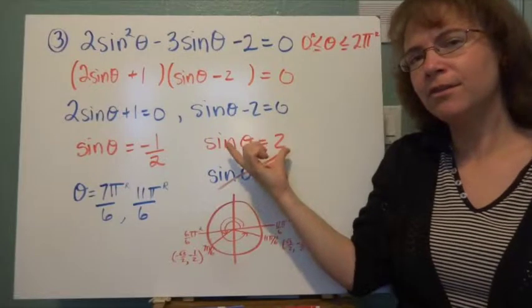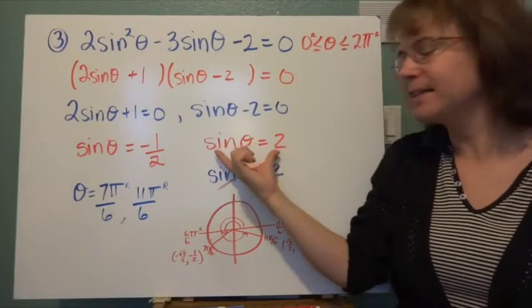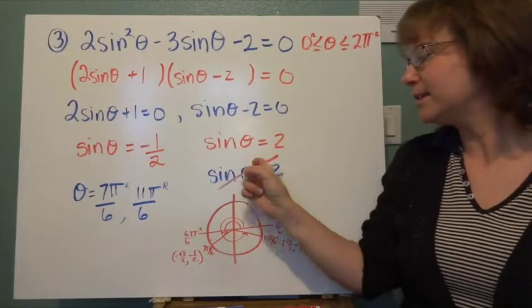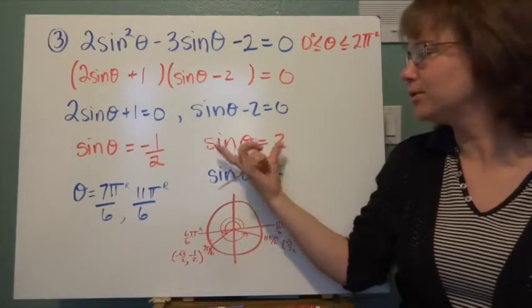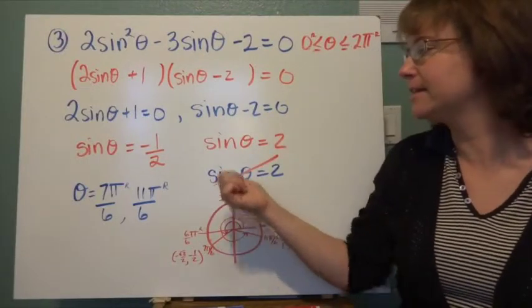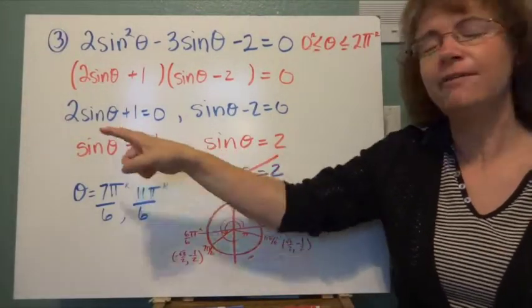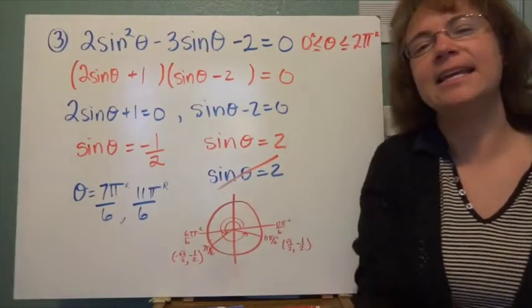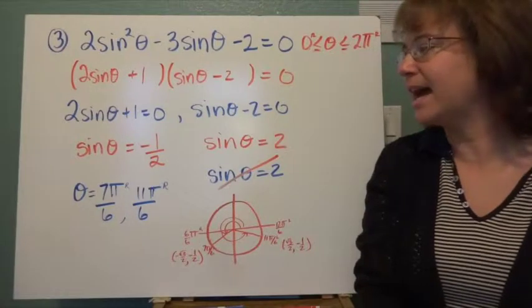Now if you think of the unit circle, or if you think of the graph, sine of theta is not going to give you 2. And so this here is not a solution. I mean, it's not a redundant solution. It's not a solution. It can't exist. Over here, if I'm solving, I subtract 1 from both sides, and I get sine theta is equal to negative 1/2.